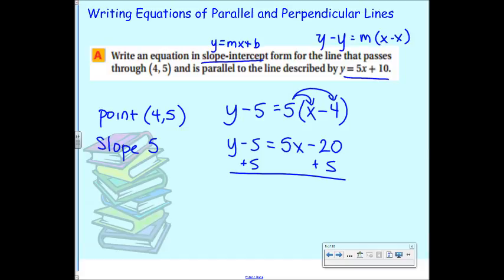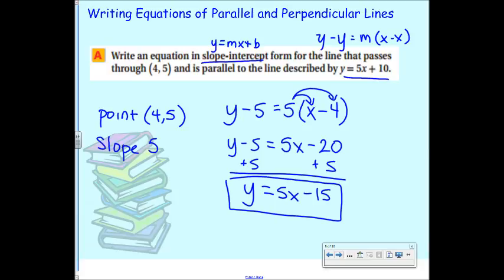5x plus negative 15 or just minus 15. Either one of those is fine. Okay, and that's your answer. So there's my equation in slope-intercept form of a line that's parallel to this, has the same slope, and goes through this point. Okay? There's a lot of work involved in that problem. There's a lot of work there. But it's all very doable.